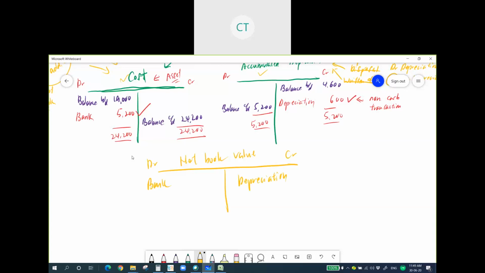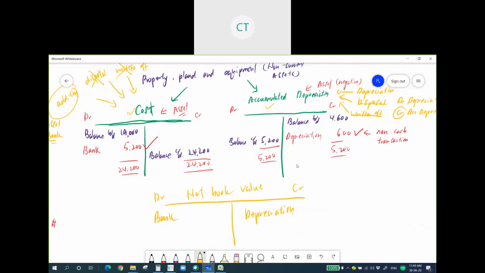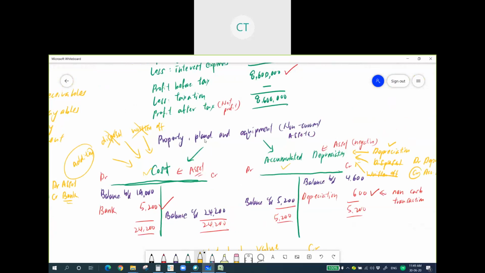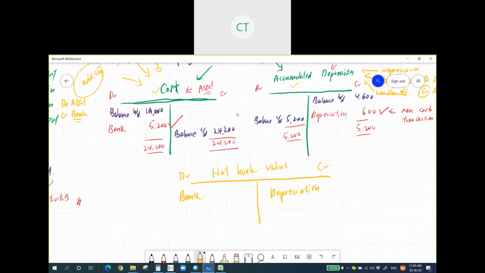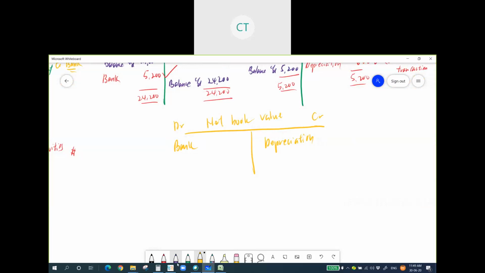So let's see whether in our home exercise we have this example or not. Then I will show you how to do it. This is just for your illustrative purposes. So we have finished the adjustment for the property, plant and equipment. So we come to the next section.